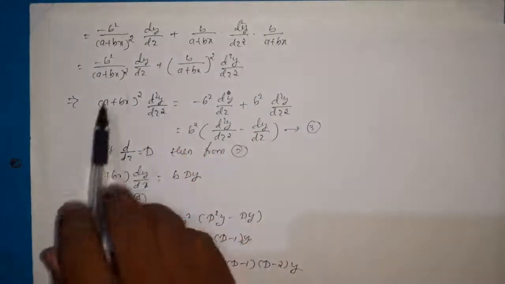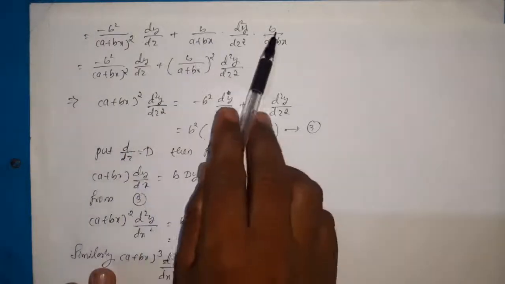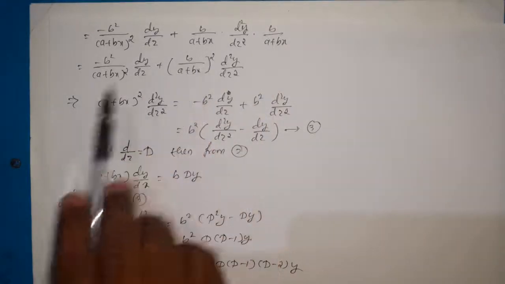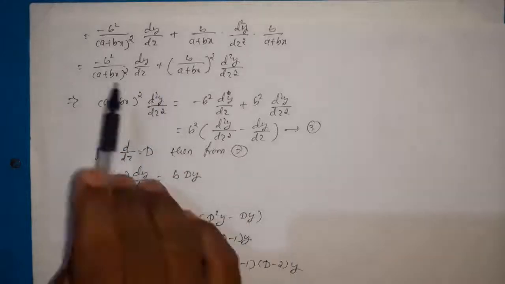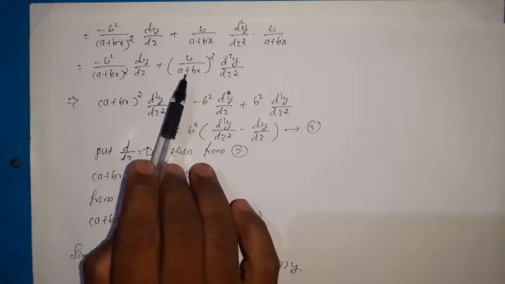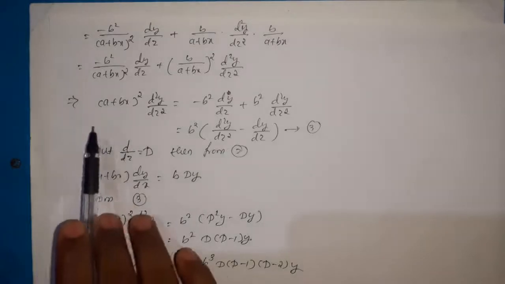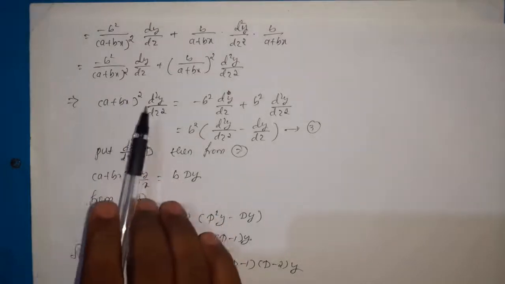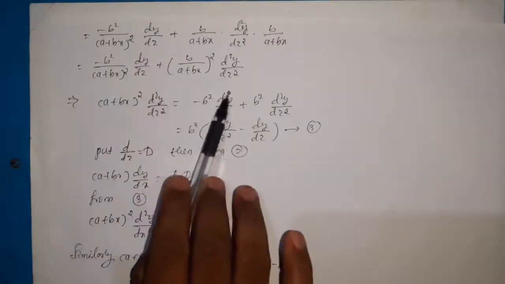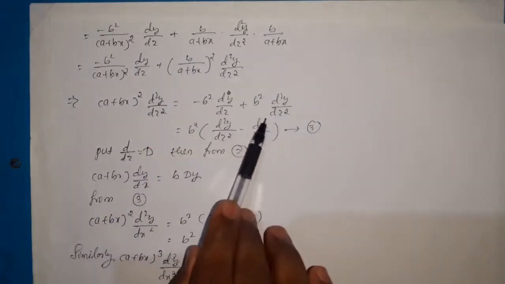Then simplifying this one, the first term will be as it is. So here b divided by a plus bx into b divided by a plus bx, that is b by a plus bx whole square. Now again cross multiplying, here we have a plus bx whole square, here also we have a plus bx whole square, so therefore we can shift that to the LHS. Now the equation becomes a plus bx whole square into d square y by dz square is equal to this, minus b square into dy by dz plus here remaining b square d square y by dz square.